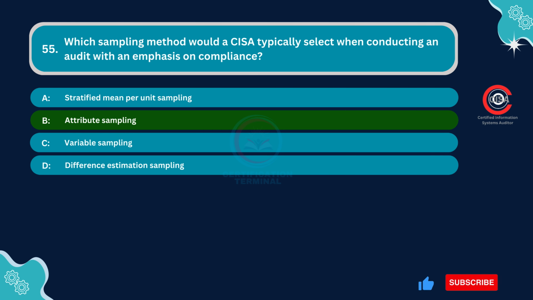Attribute sampling. Attribute sampling aligns perfectly with the needs of compliance audits. Its focus on control adherence, efficiency, and clear results make it a valuable tool for CISAs to assess internal control effectiveness and ensure adherence to established policies and procedures.